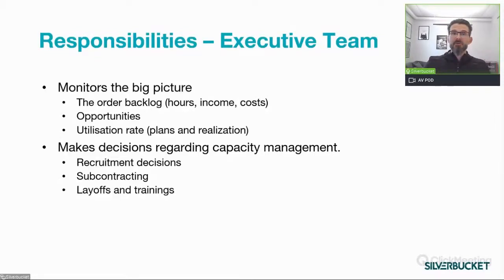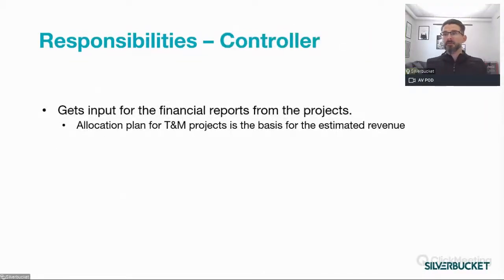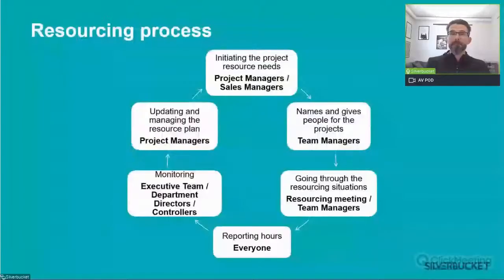One final role to be discussed: the responsibilities of the controllers. When it comes to project business, the controllers are especially interested in estimates of the projects. What is the expected income? What are the expected costs of a project? The resourcing decisions made by the organization are determining these estimates. Let's wrap it up. All the roles in a single process description.